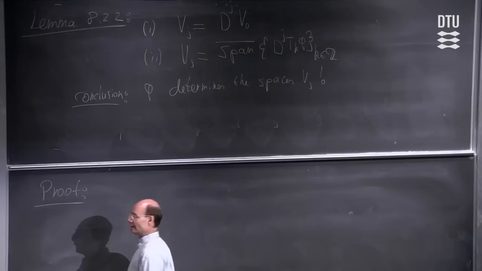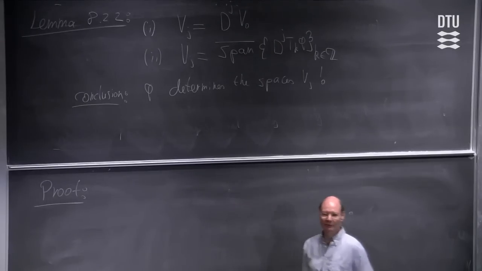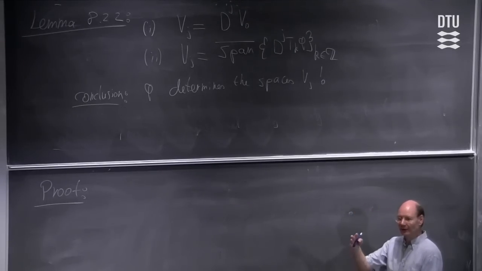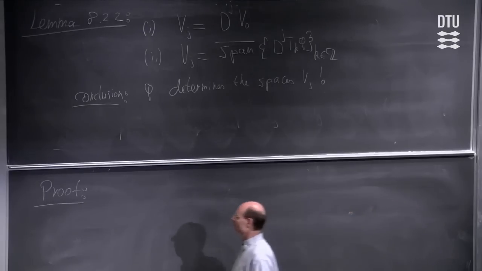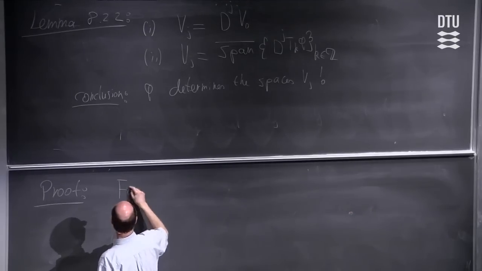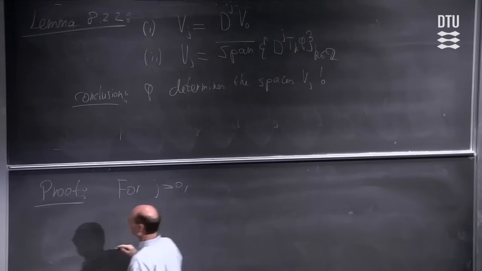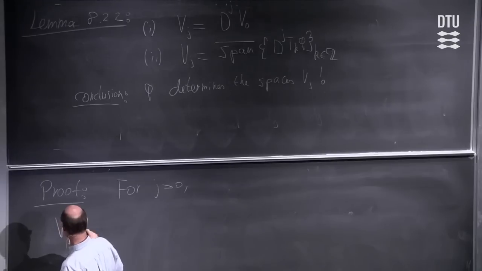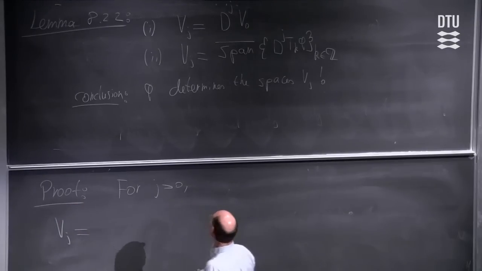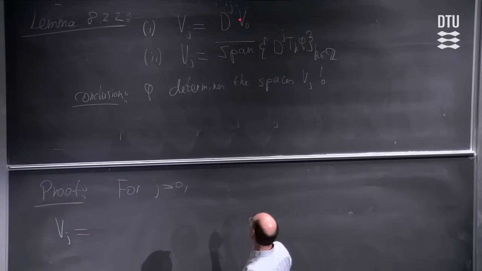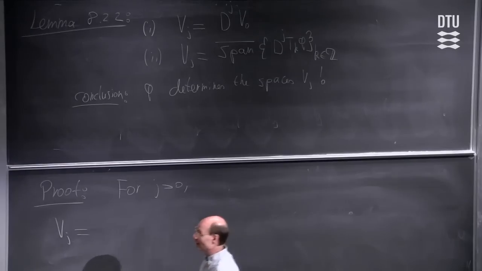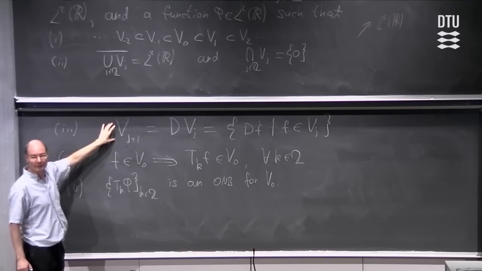So actually, as we have already seen before, sometimes we have to split into j that are positive and j's that are negative. So I just give the argument for j positive. So let's look at the space Vj, and we want to show that Vj is the same as d to the power j V0. And I think the natural candidate between all the assumptions we have here would be to use the condition we have in 3.